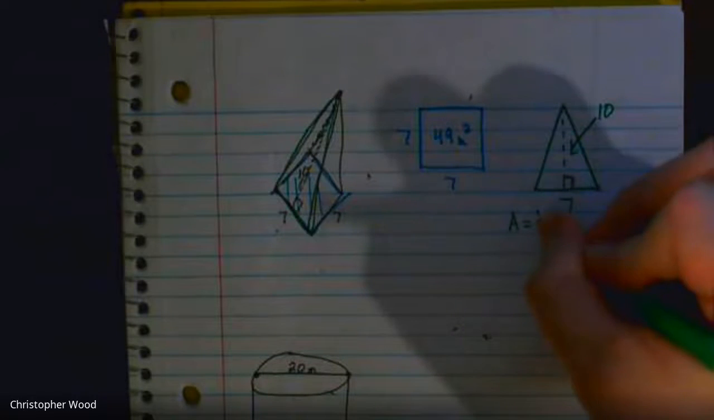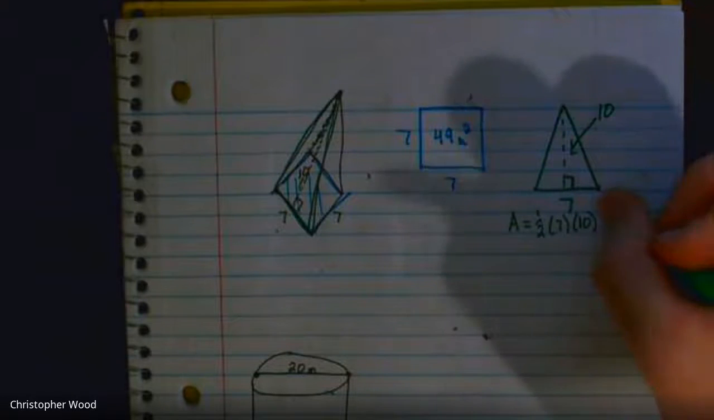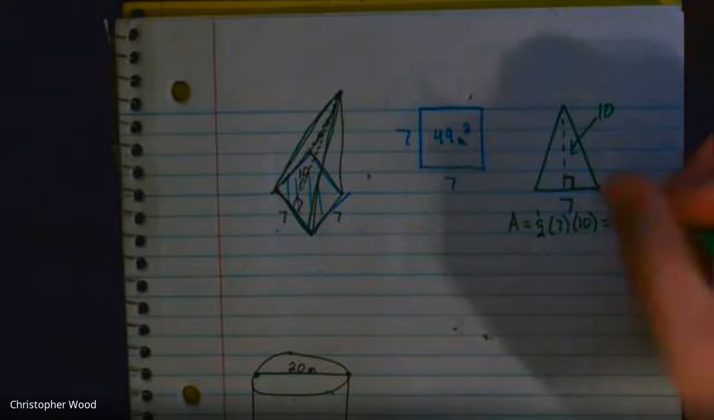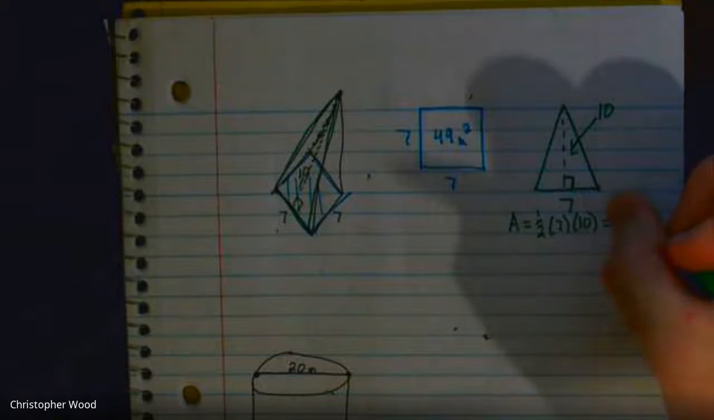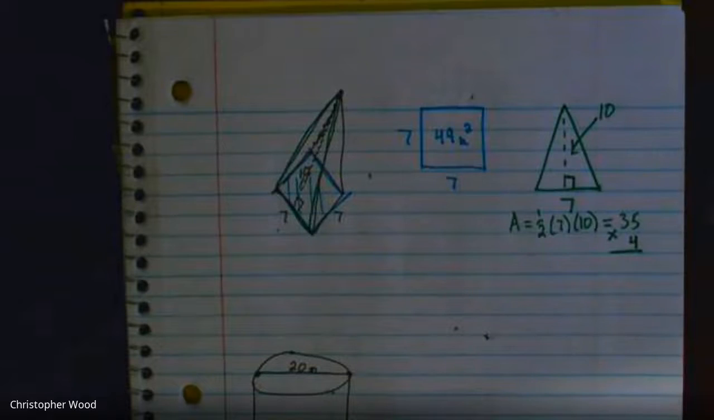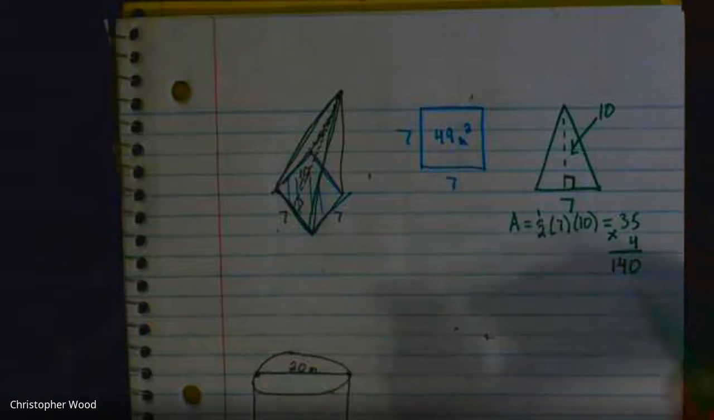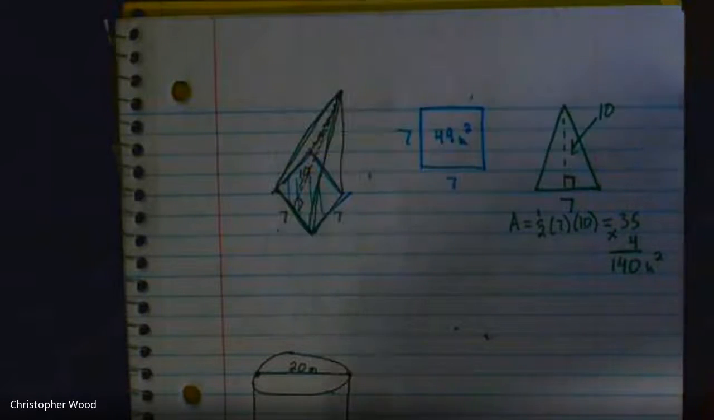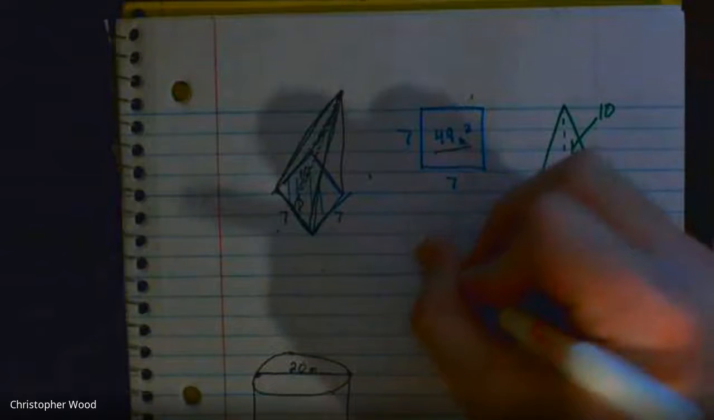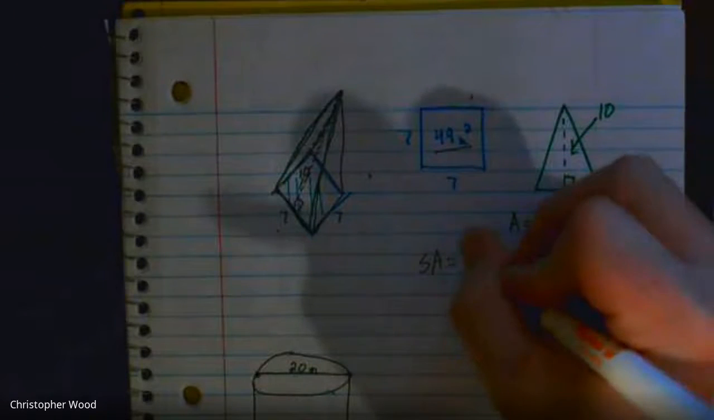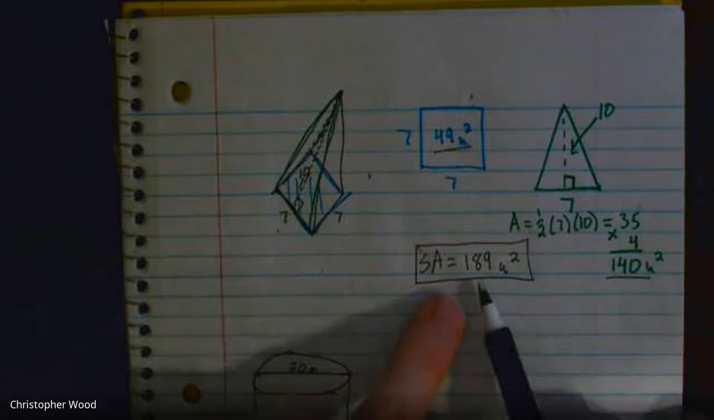So the area is 1/2, 7, and then this 10 is my height. So the area of this triangle is 1/2 of 70, which is 35. But then again, how many triangles are there in this picture? There are 4 of them. So I would multiply this value by 4, and I would get 140. I would take 140 units squared and add it to the 49 units squared we have in the base. And altogether, this total surface area is going to be 189 units squared. Okay, 189 units squared for this figure.